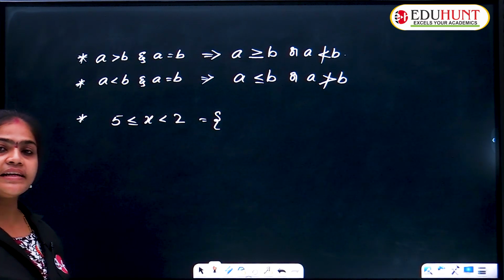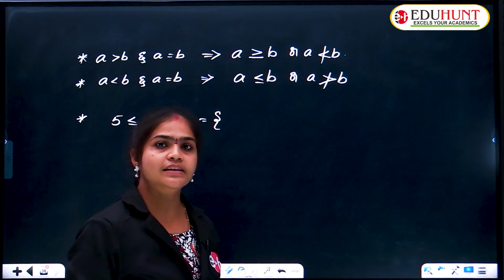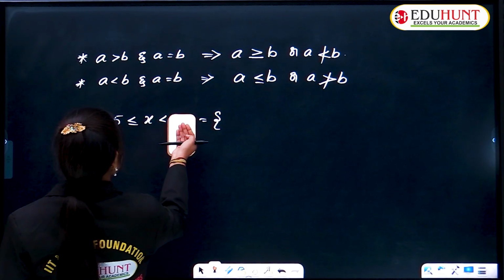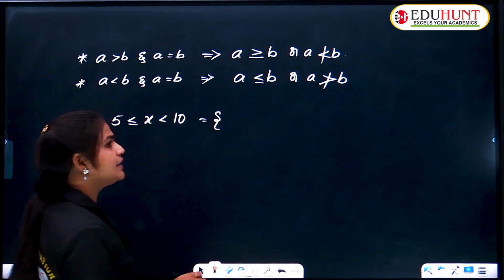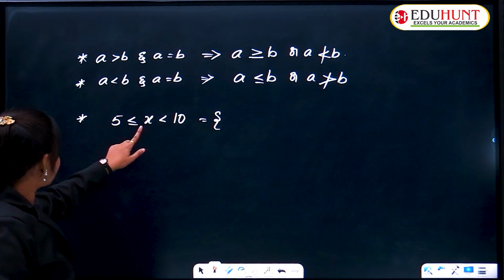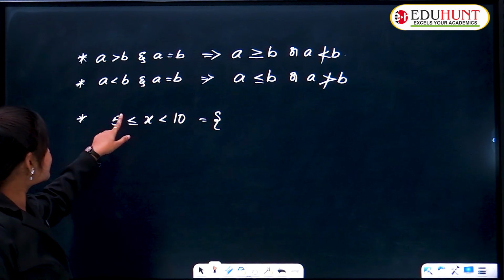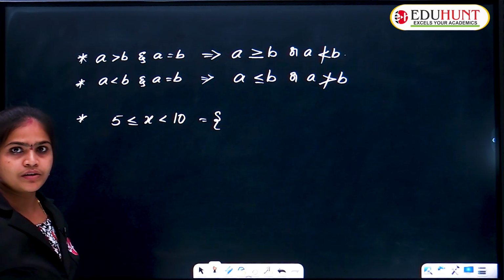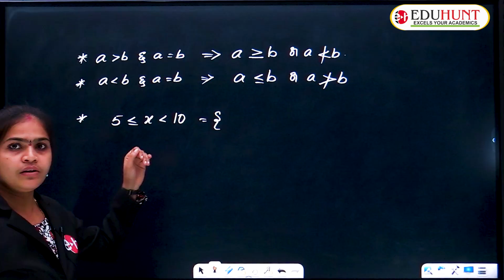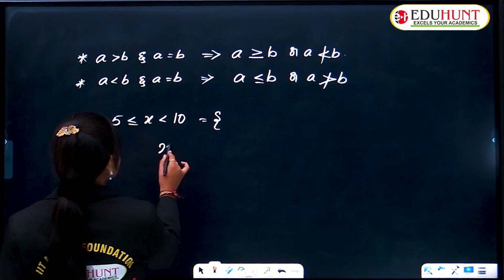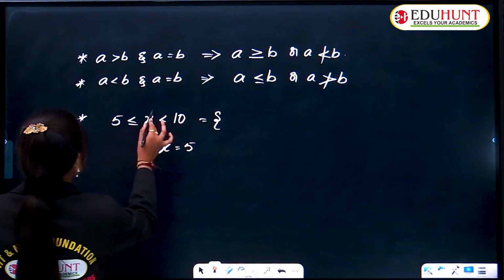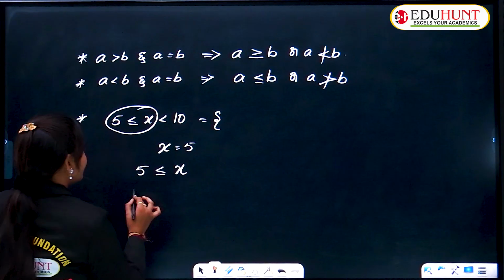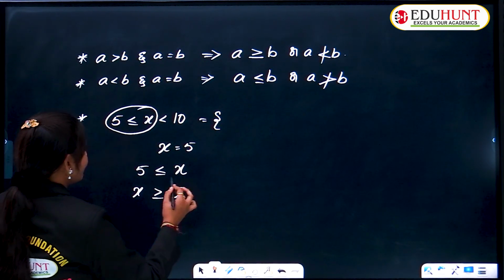And can x equal 5 here? Not possible. Take x less than 10 for example, is it possible? x is equal to 5 or x is greater than 5. 5 is less than or equal to x, so here we can take x is equal to 5. By taking only this condition, 5 is less than or equal to x, x is greater than or equal to 5.